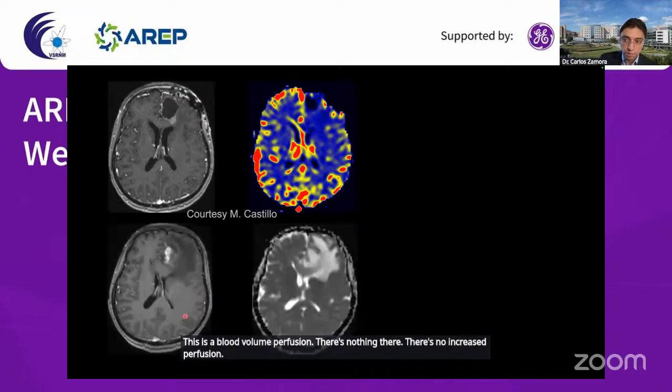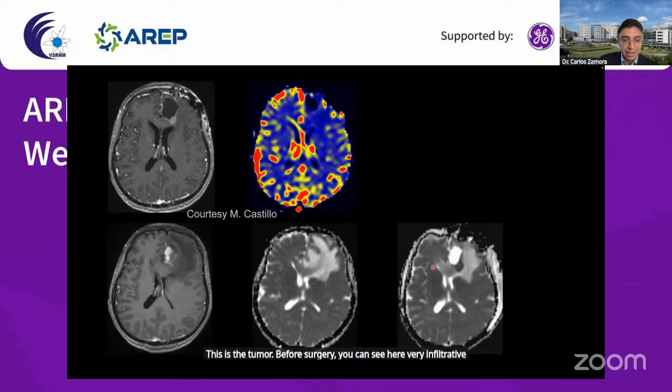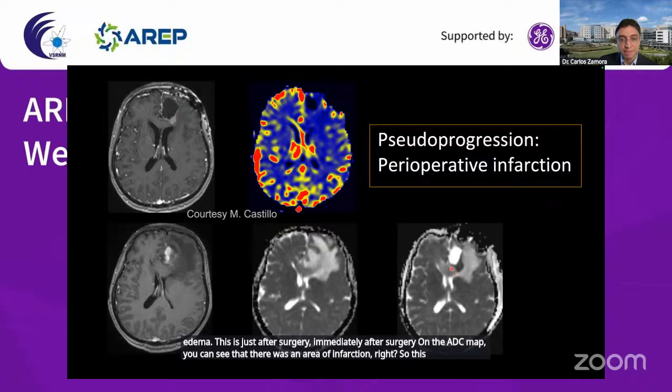This is the tumor before surgery. You can see here very infiltrative, a lot of edema. This is just after surgery, immediately after surgery. On the ADC map, you can see that there was an area of infarction, right? So this is a perioperative infarct.